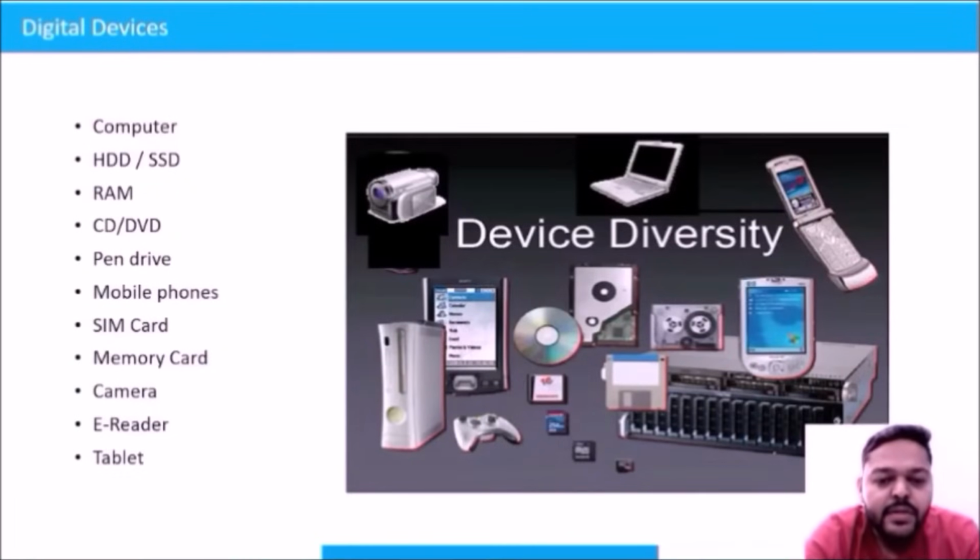Next, the list of devices which are available in the market. Which kind of devices are available? Computer, hard disk, SSD. SSD means solid state drive, which is a type of hard disk. RAM, CD, DVD, pen drive, mobile phones, SIM card, memory card, camera, e-reader, tablet. But this is not enough. Actually, we know that there are other digital devices also available, like a digital watch, and so on.